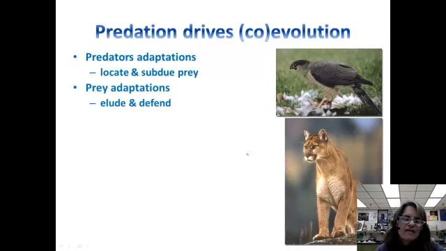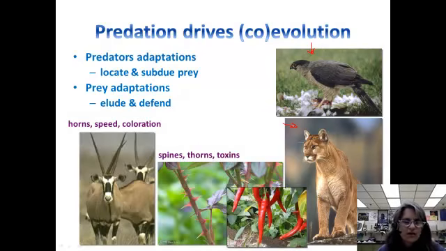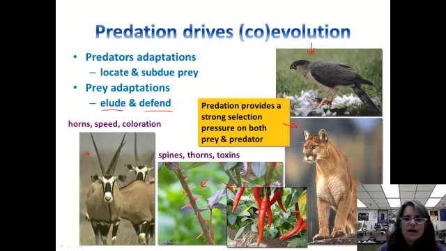Predators have adaptations that help them locate and subdue prey. They're either very excellent divers from the air or stalkers from the ground, and they are quiet and they have excellent vision and they can locate and kill prey items. Prey items, on the other hand, have many adaptations that allow them to elude their predators and defend themselves, like horns or thorns, or, as we already talked about, the spicy hot chilies and all of that.